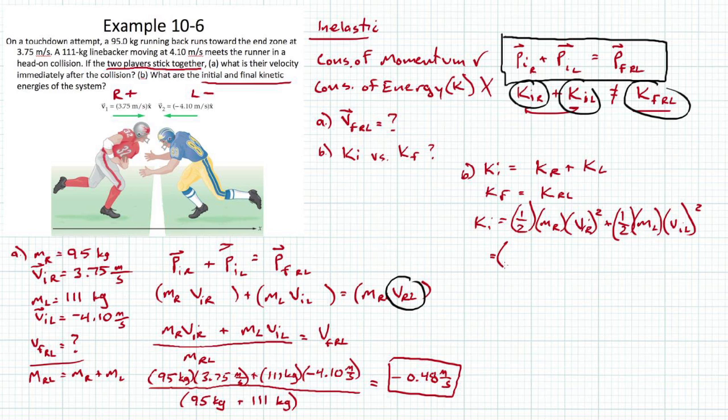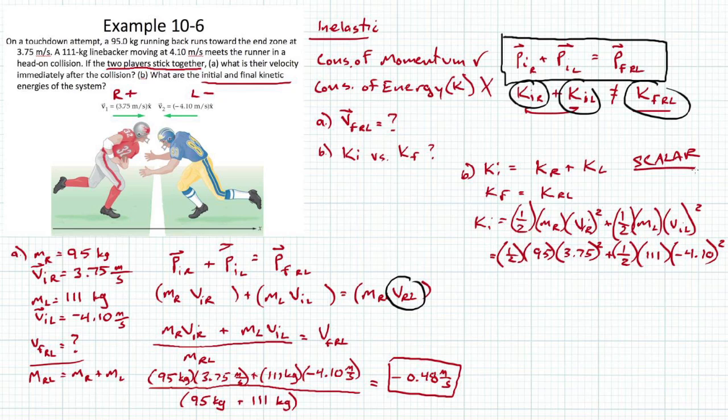So that would be 1/2 times, and for the sake of space, I'm going to leave out units, but you should always write your units in. Mass is 95 times his velocity, 3.75 squared, plus, this is the linebacker now, 1/2 times the mass of the linebacker, 111 kilograms, times his velocity, negative 4.10 squared. And because that's squared, that negative is going to go away. So why does direction not matter with energy? Because kinetic energy is a scalar quantity.